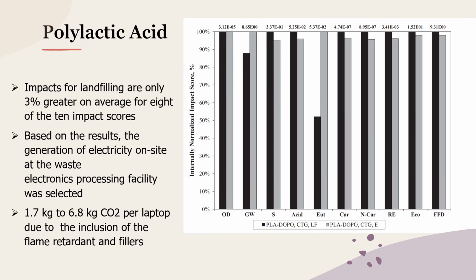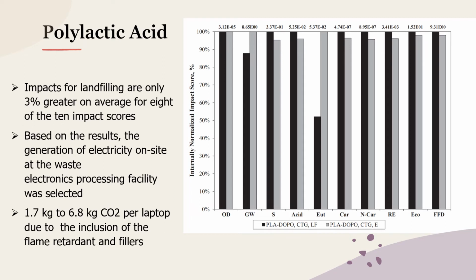So this next material is polylactic acid, also known as PLA. Again, on the right there's a graphical visualization of the results for this material. To explain it, the impacts of landfilling are only 3% greater on average for 8 of the 10 impact scores. Generation of electricity for end of life increases global warming due to the combustion emissions created. Based on these results, generation of electricity on site at the waste electronics producer was selected as the option for the concurrent material analysis.